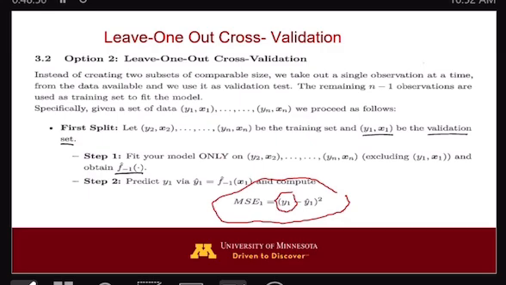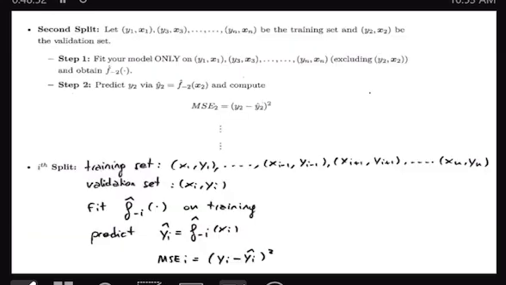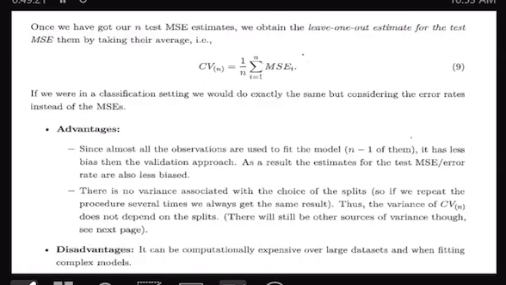Now, I'm going to do the same to all the data. The second one, I'm going to leave out x2, y2. I will continue to leave out, so that this is repeated across all observations. Which means I'm going to get so many MSEs: MSE1, MSE2, MSE3, and so on. At the end of the day, I'm going to find the average of the MSEs.